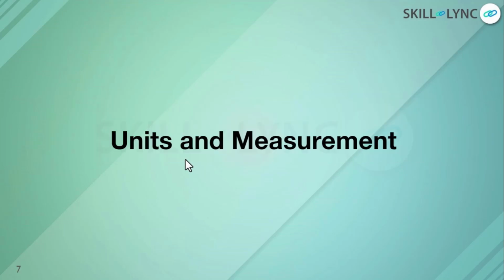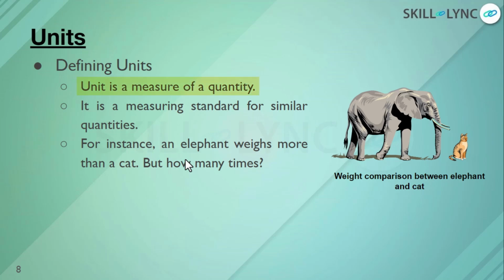The next thing we are going to study here today is units and measurements. Defining units. Units can be defined as a measure of quantity. It is a measuring standard of similar quantities. Like here we see an elephant and a cat. Both can be compared based on their weight. But do we know how many times the weight of the elephant is higher than the weight of the cat? We don't, because we don't have the units.